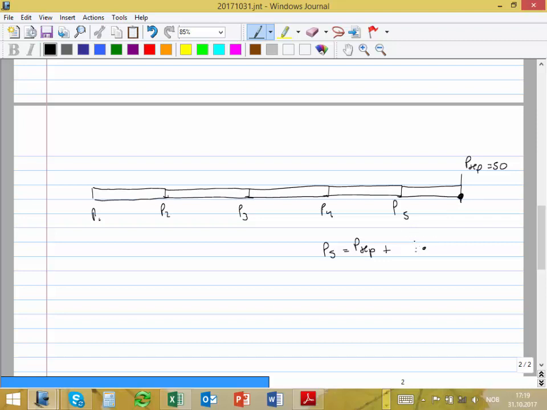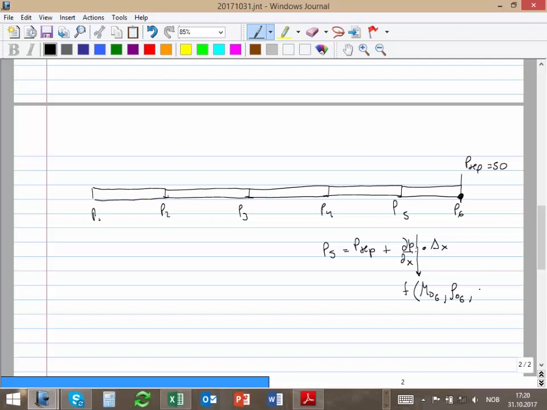Let's use it properly: dP over dx times dx. When calculating this friction factor, remember that inside it I have the elevation, if I had any elevation, but here I have the friction factor that's going to be calculated with the viscosity in P6, the density in 6, and the BO in 6. So I'm going to assume that all properties for this segment are those of 6, to go back.